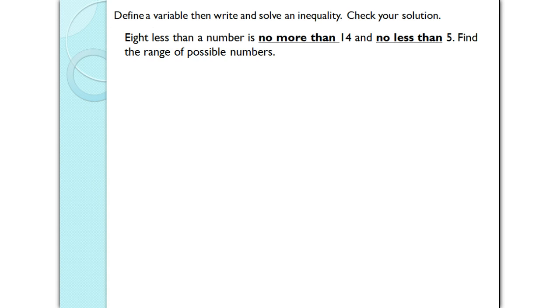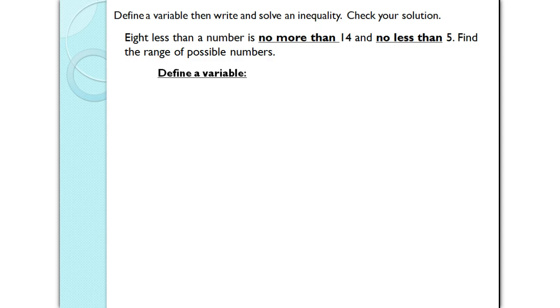So let's practice more writing. So next directions say define a variable, then write and solve an inequality. Check your solution. 8 less than a number is no more than 14 and no less than 5. Find the range of possible numbers. So the first thing you want to do is define a variable.